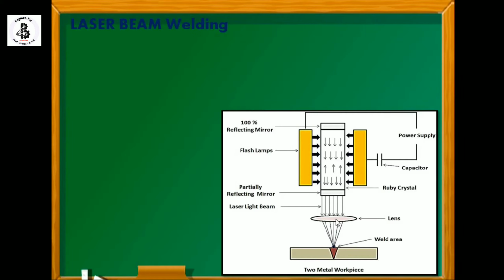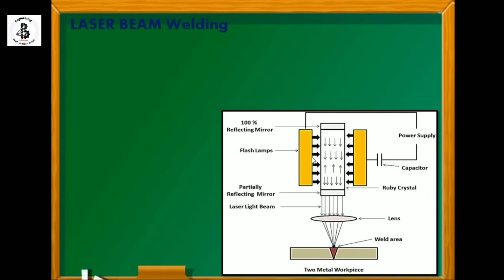With the application of this lens, the beam is concentrated onto the weld zone. You can see all these light beams come from the partially reflecting mirror. With the help of the lens, you set a focal distance, and the beam is easily concentrated onto the working area. Such a setup is used for laser beam welding. The highly excited light is concentrated onto the area, generating heat, and due to that heat the welding is carried out.